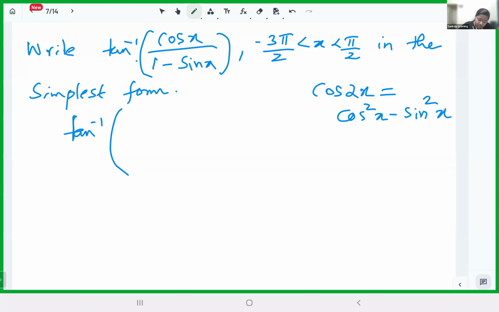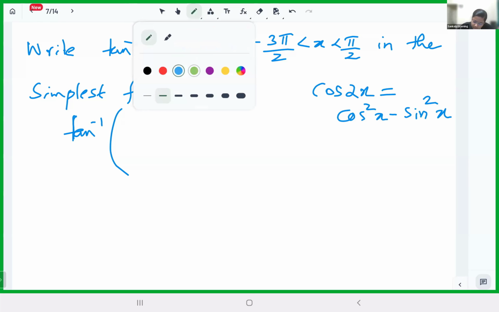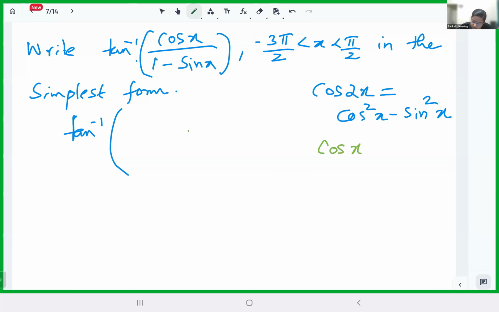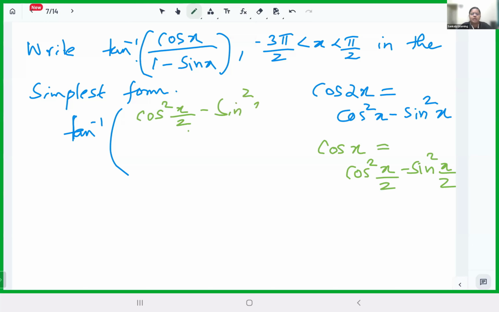So what about cos x? Cos 2x is this. Then what about cos x? Cos x is equal to cos square x by 2 minus sin square x by 2. So the numerator can be written as cos square x by 2 minus sin square x by 2, divided by. Now, 1 can be written as, okay, I'm going to write this 1 as cos square x by 2 plus sin square x by 2.